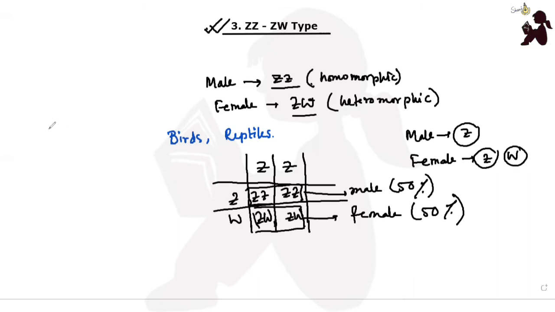Okay, and that is the end of part 4 of genetics. In our next class, we will discuss pedigree analysis. Pedigree analysis. Okay, in our next class.